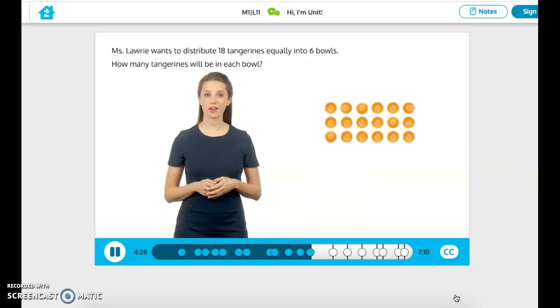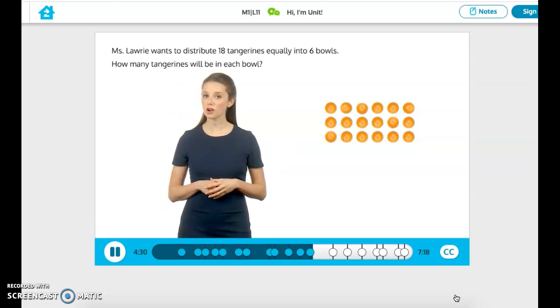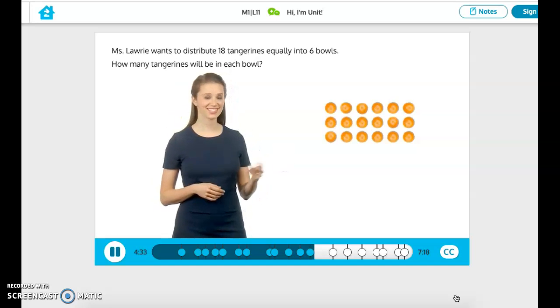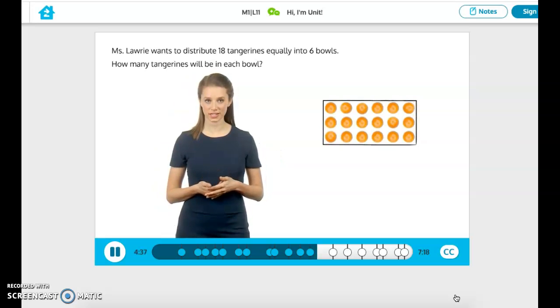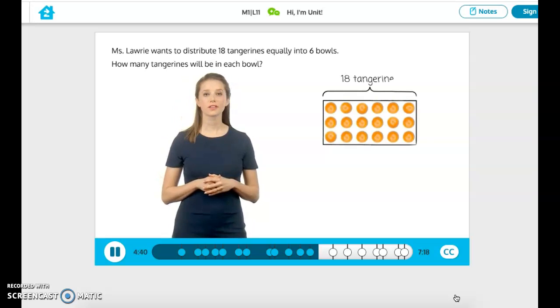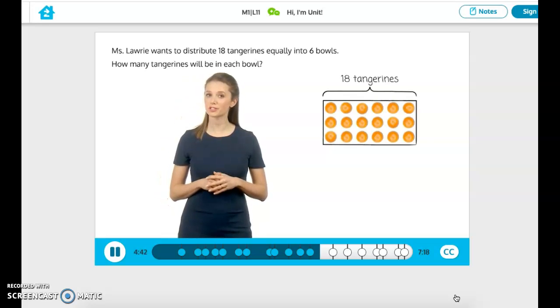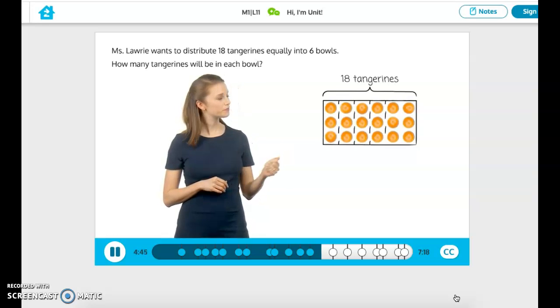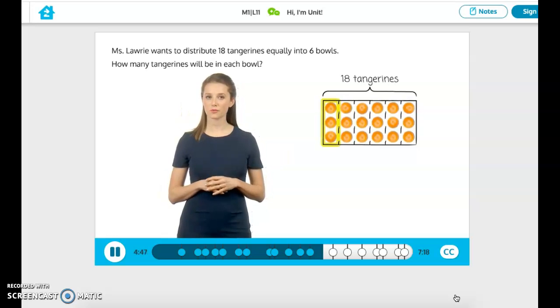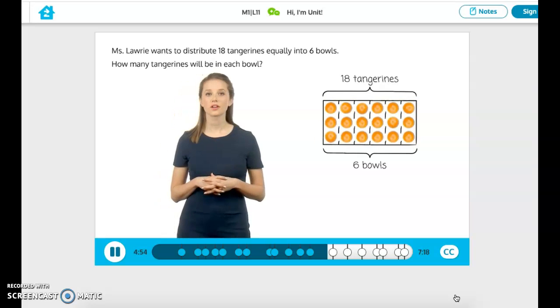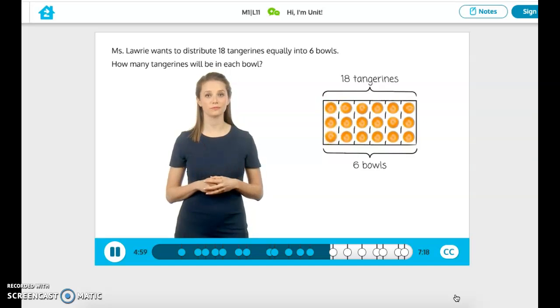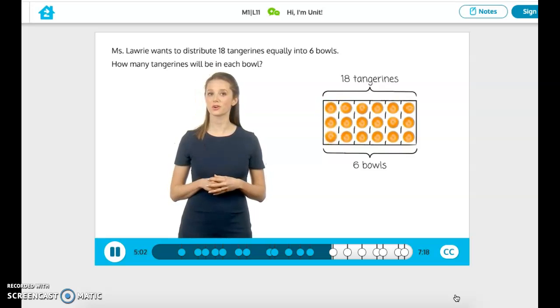Let's create a tape diagram from this array. I'll draw a rectangle around the tangerines like this. This time, I'll label the whole 18 tangerines here. I'll draw lines between each column to show the groups. Each boxed column represents one unit or one bowl. There are 6 bowls. I'll write that here. We're trying to find how many tangerines are in each bowl, so that's our unknown. Write a multiplication and division equation to solve.